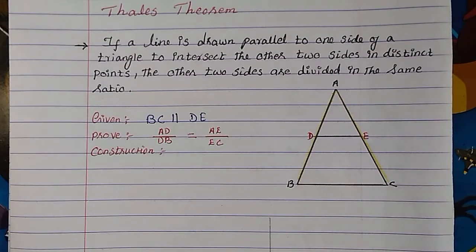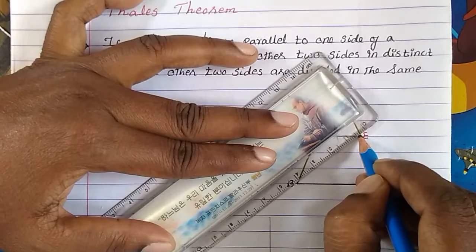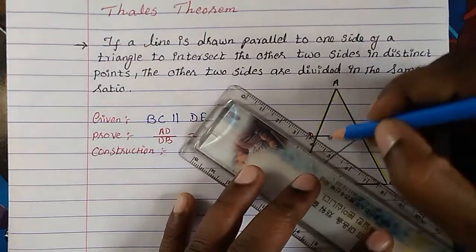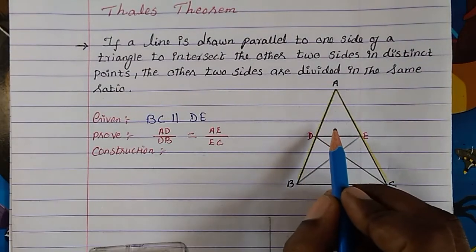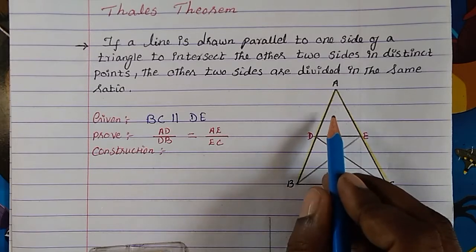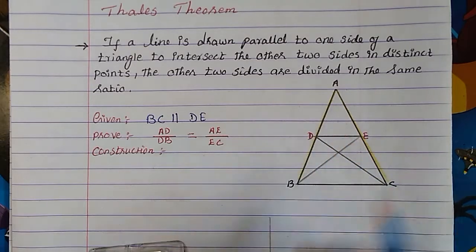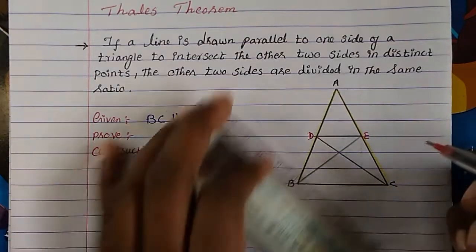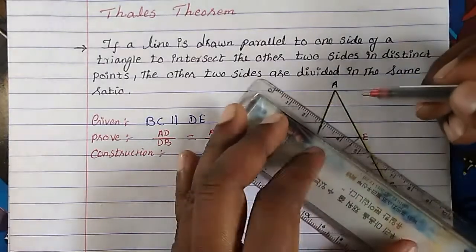So what we will do, we join B with E, and then join C with D. So this is the construction we are doing. And then we have to draw a perpendicular line. For AD, we will draw one perpendicular line from E. I will do this with the red color. So from E, we are drawing one perpendicular line for AD.